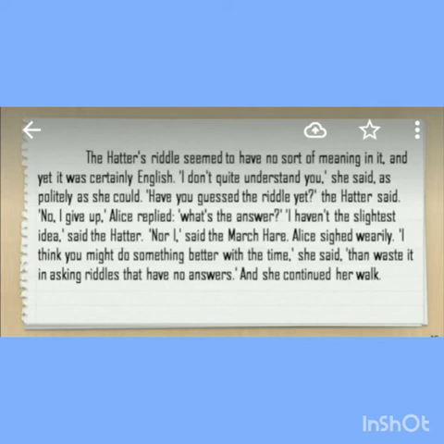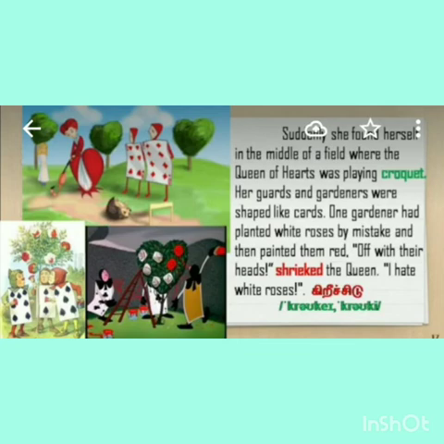So instead of asking riddles like this, you can use the time in a better way. Because this has no answer. Raven is like a writing desk: it doesn't have any meaning. Okay, and she continued her walk because the sentence doesn't have any meaning. So by asking this type of question, you are not using the time wisely, Alice is saying to that person, and she is continuing her walk. Okay, see the next paragraph.